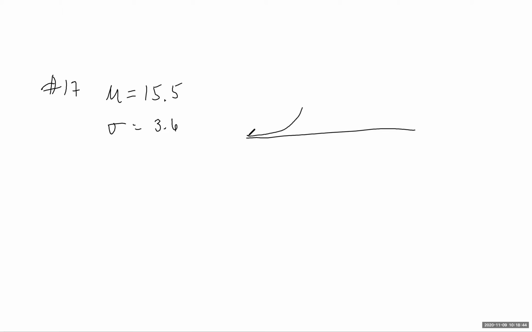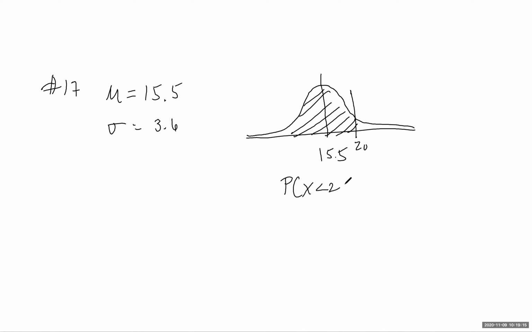So here's our distribution of lost suitcases. In the average week, they lose 15.5. We're interested in the probability of losing less than 20. So here's 20. And we're interested in the area to the left. So this is the probability that x is less than 20.